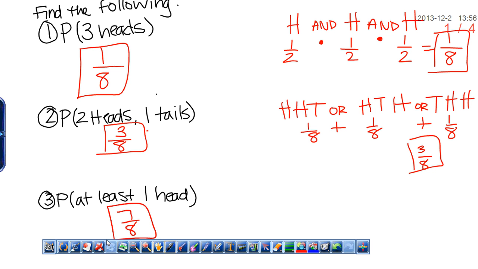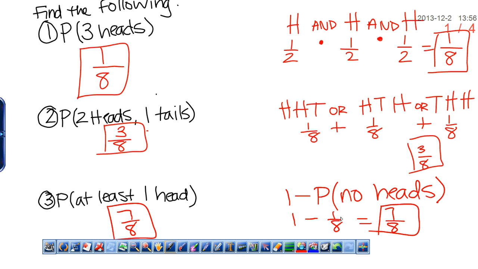Now I heard some of y'all say all but 1, or anything except all tails, which is another great way to think about these at least problems. Another way to think of them is to think of 1 minus the probability of the opposite. Well, what's the exact opposite of at least 1 head? All tails. I'm going to go ahead and say no heads, just so we stay consistent. Okay? And no heads only happens when you have tails, tails, tails, right? Which is 1/8. So this is 1 minus 1/8, which gives us the 7/8.